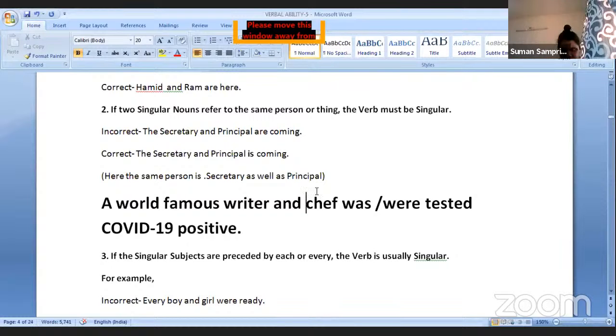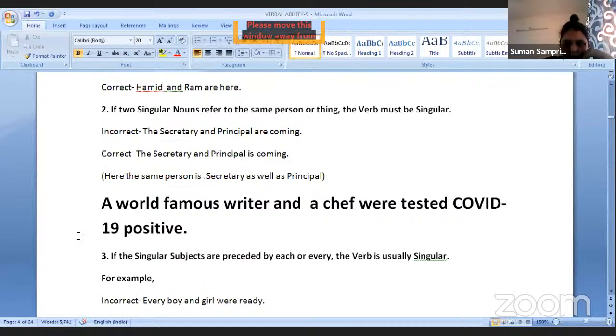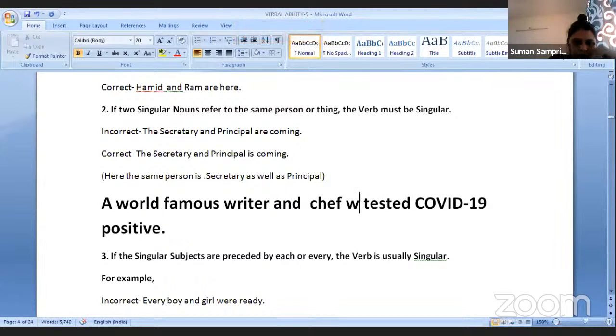Somebody was saying that we need to focus 100%. Okay, 100 plus. No, it is "was". Why? Now it is "was". Earlier when I wrote this, it was "were". When I write here a chef, it is "were", because here we mean two persons. And suppose if I eliminate this article, it will be "was".